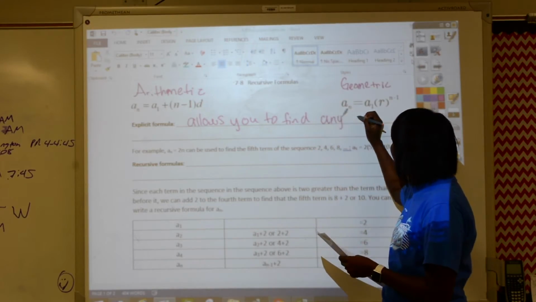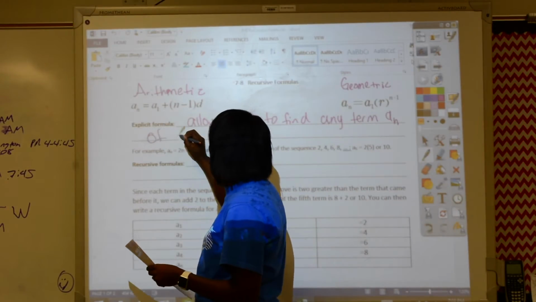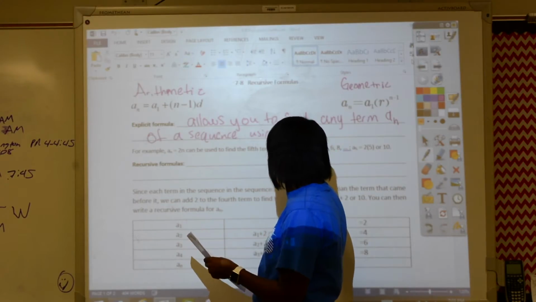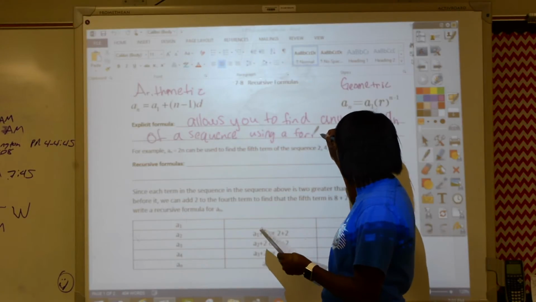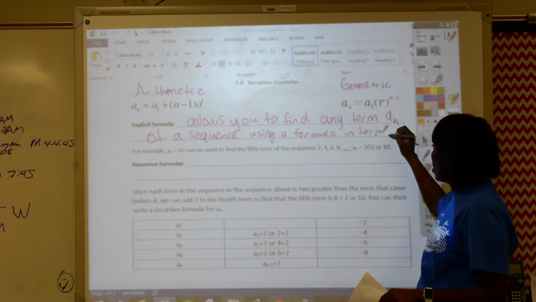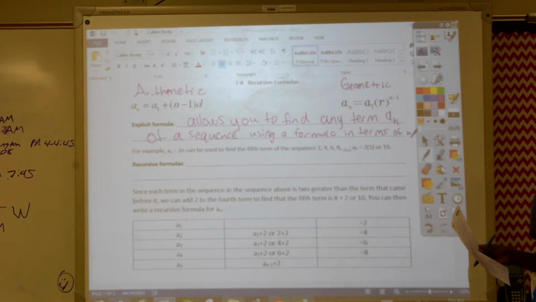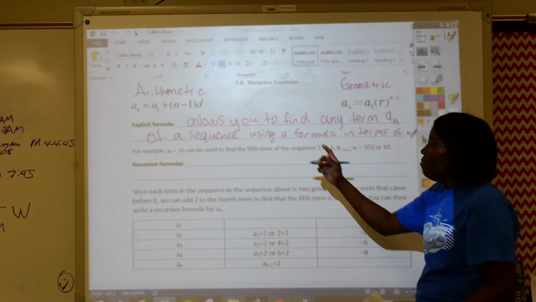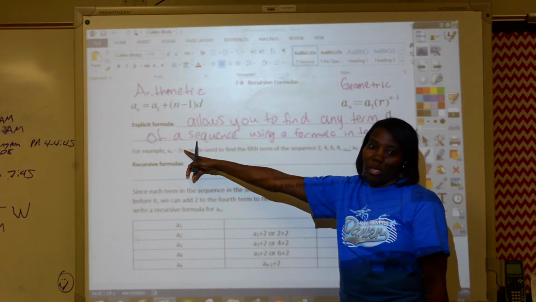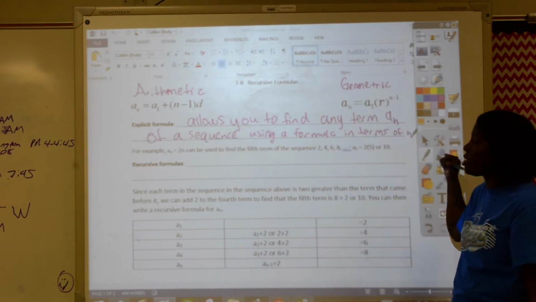And so explicit formula allows you to find any term a sub n of a sequence using a formula. So basically, we can find any term using a formula in terms of n. You know how we found the 100th term, all the different other terms that exist? That's what this explicit formula is. For example, if we have a sub n equals 2n, we know that 2 times anything will help us find the next number. So if we want to find the fifth term, we just plug it in. 2 times 5 is 10.